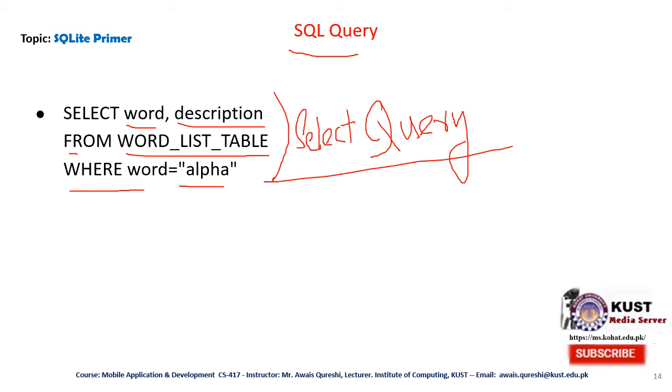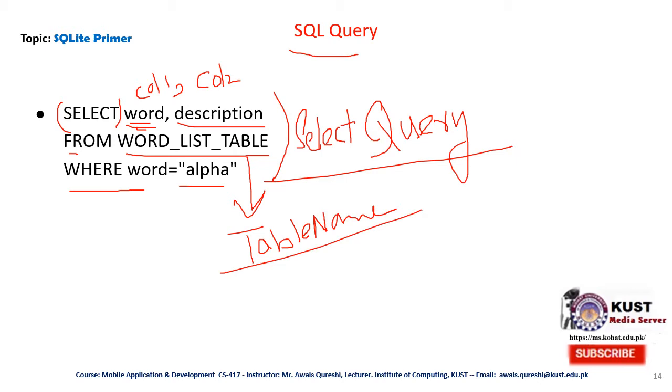And what are these things? SELECT is a keyword, and this word is a column. This is column number 1, and after that description is column number 2, and this is a table name, word_list. And this is a criteria: where word is equal to alpha, this is a criteria.